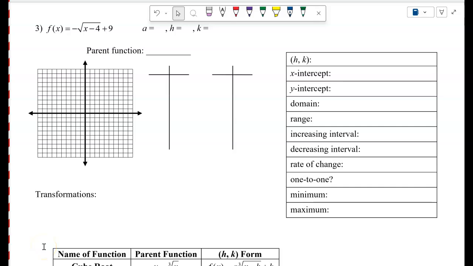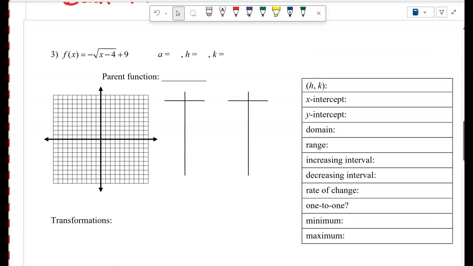So guys, this is example 3. f of x equals negative square root of x minus 4 plus 9. Okay, so again, identify your a, h, and k. Since there's a negative in front of the radical, students, the negative 1 is going to be your a, your h is going to be 4, and your k is 9.